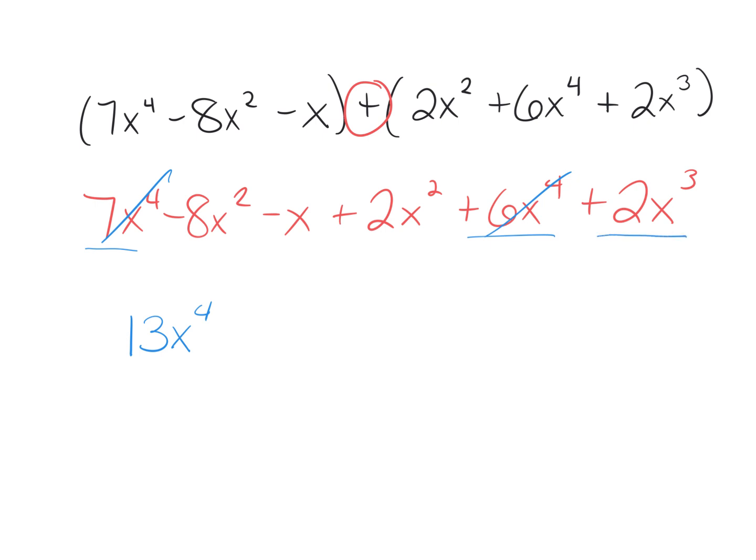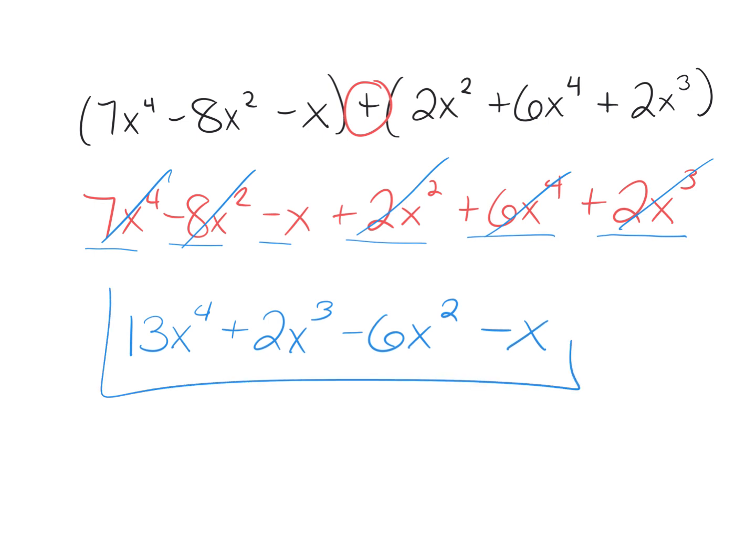Plus 2x to the third. Does it have a like term? No, so I just add it onto the end. X squared: negative 8x squared plus 2x squared is negative 6x squared. And then what do I have left? Minus x. How do you know you're done? Because there's nothing else to combine, and it's in standard form. Good.